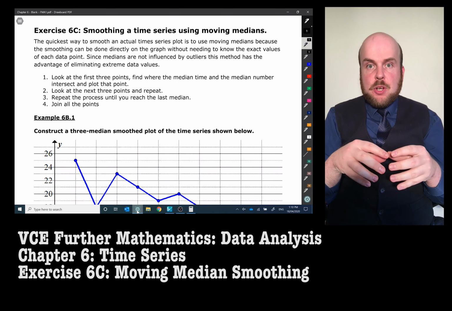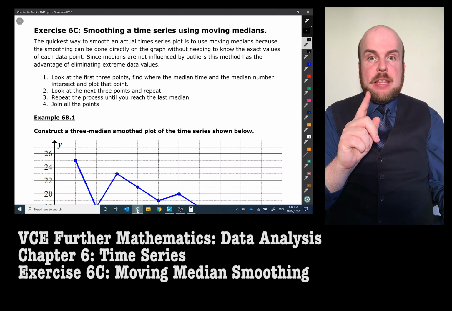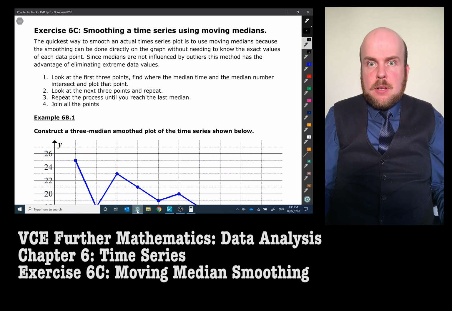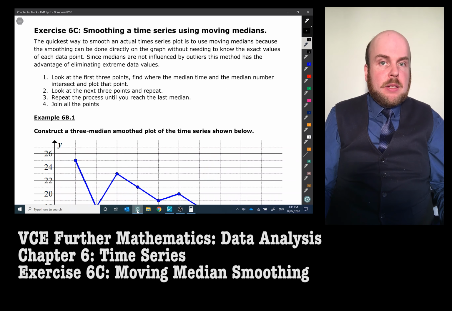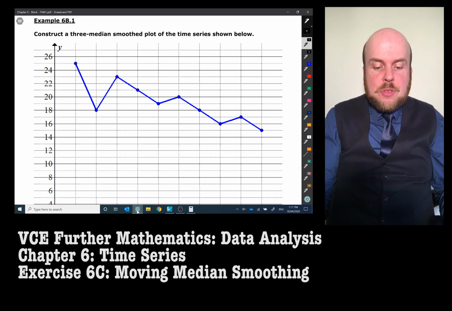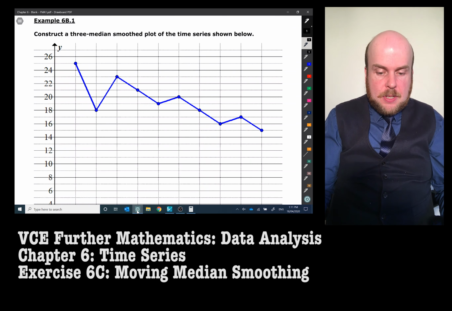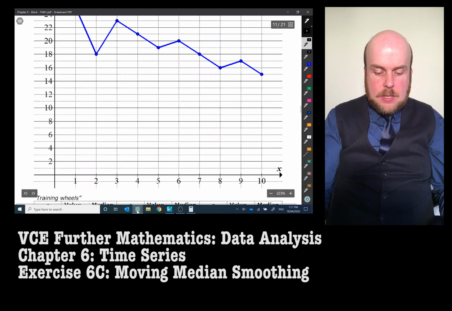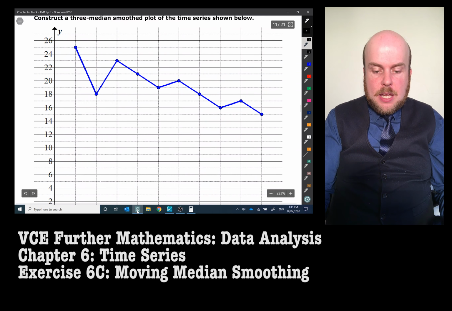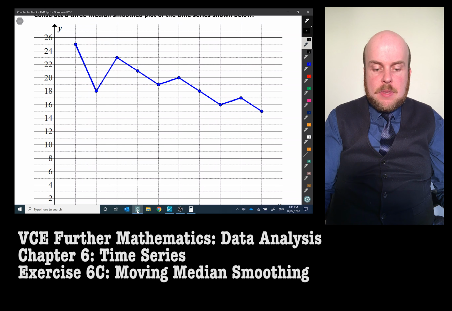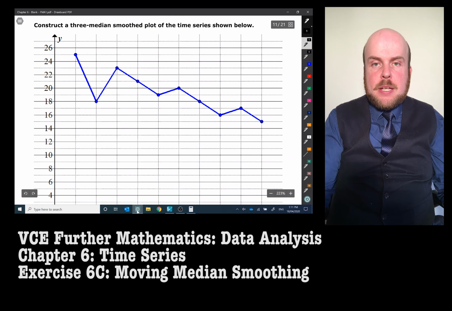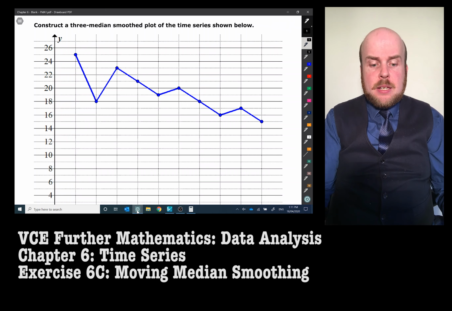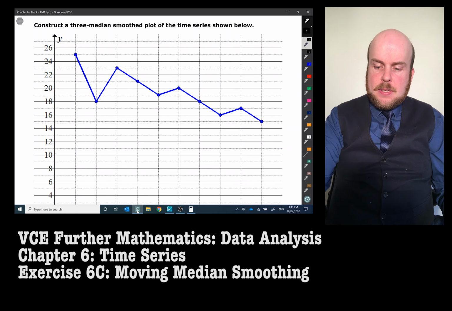In the previous videos, we were looking at doing a smoothing involving the mean. Well, we can also use the medians to smooth out data as well. So here we've got: construct a 3 median smoothed plot of the time series shown below. You can see I've got the plot already done. This is a very common exam question where they'll ask you to find the median in a particular series.